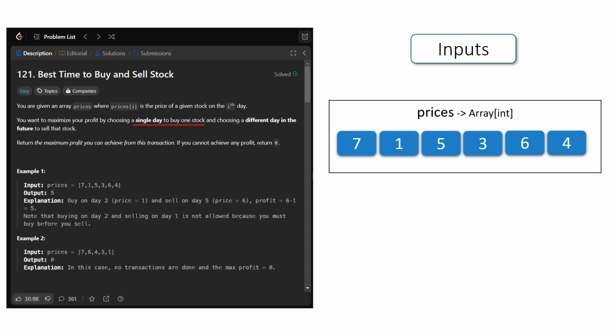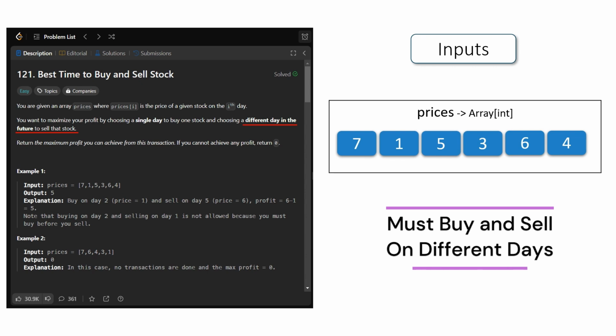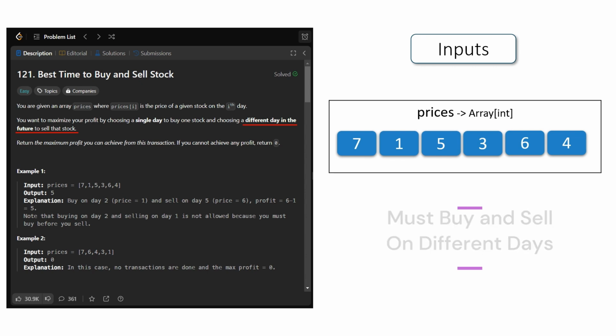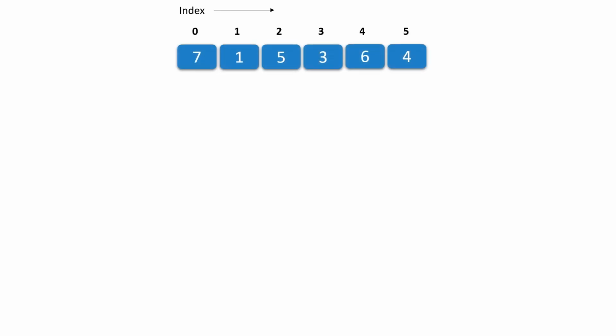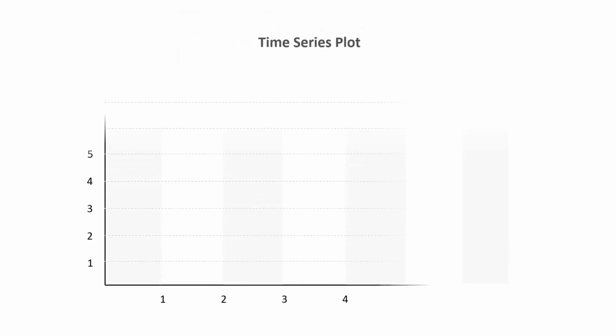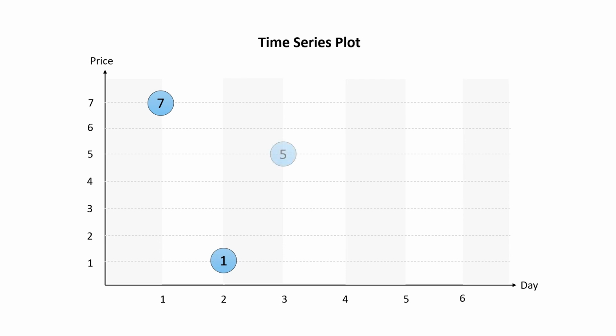Do note here that the operation of buying and selling requires an entire day to be performed. You cannot buy and sell on the same day in consecutive manner. Let us try to visualize the prices array for a better understanding. Here we can use a time series plot where the x-axis would represent the day and the y-axis would represent the price of the stock on that particular day.